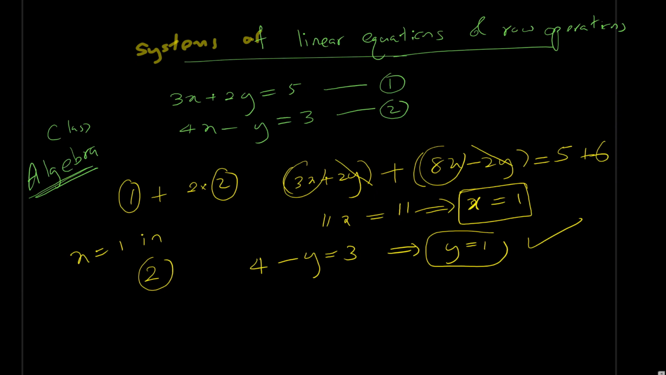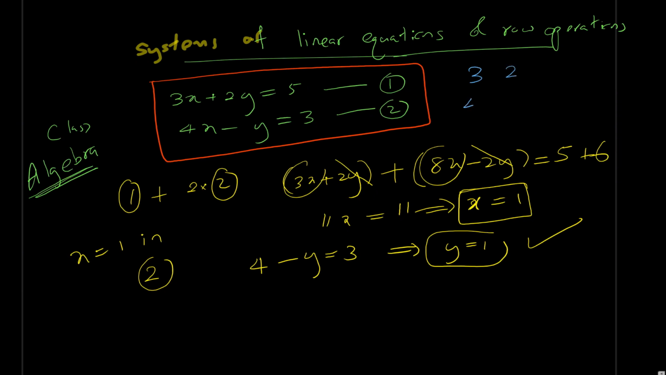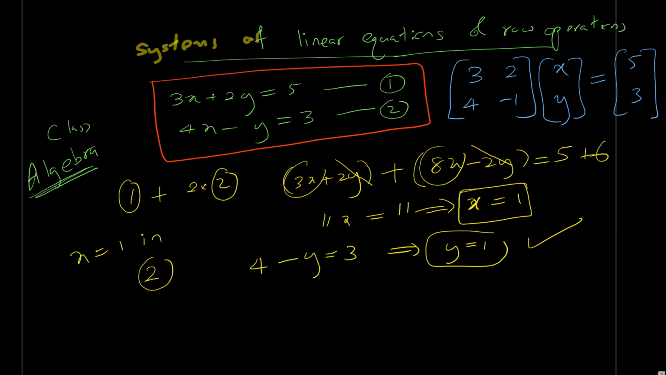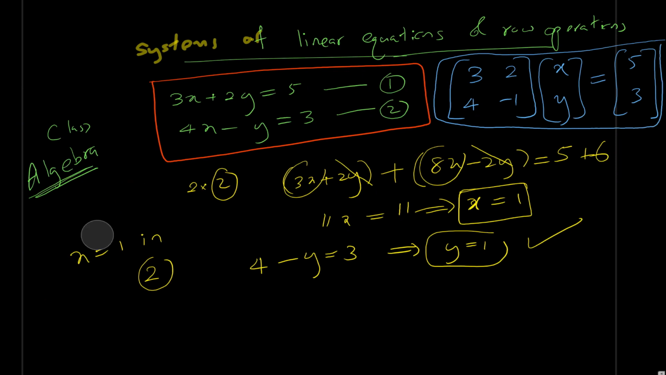Now, in our last videos, we were talking about matrix multiplication. Now, look at this system, this red color system, and look at the numbers in front of x and y: 3, 2, 4, negative 1. If I make this into a matrix, we call it the coefficient matrix. And if I put x and y like this, and if I put 5 and 3, this blue color one is the same as the red color system.